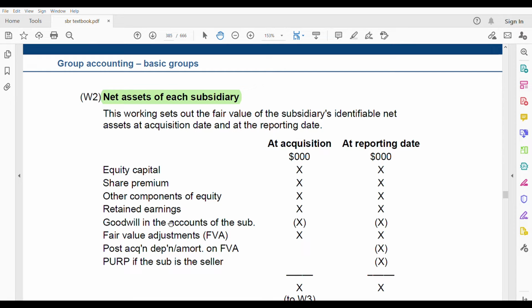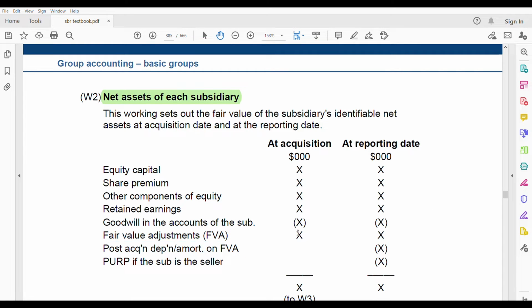So goodwill you need to deduct. Fair value adjustment: if there is an increase in fair value adjustment, your net assets increase. That's why you are adding the fair value adjustment, if there's an increase in the fair value.